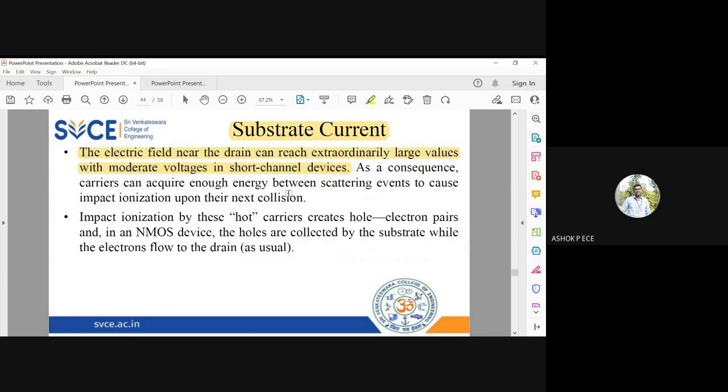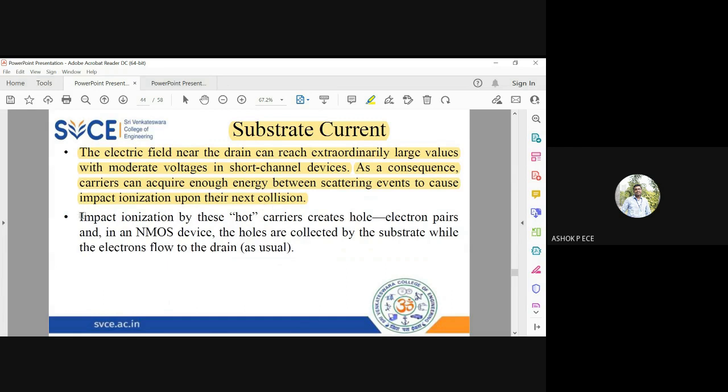When the device length is very small, the voltage applied across the device will be almost uniform. So if you apply a very high voltage for VDS, both the drain and source will have almost the same high voltages. As a consequence, what will happen? The collision of the charges will happen. When energy is available to the charge carriers from the voltage you supply, it will result in collision.